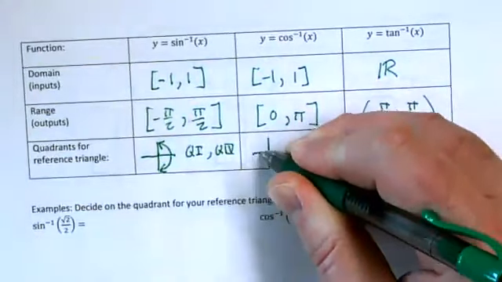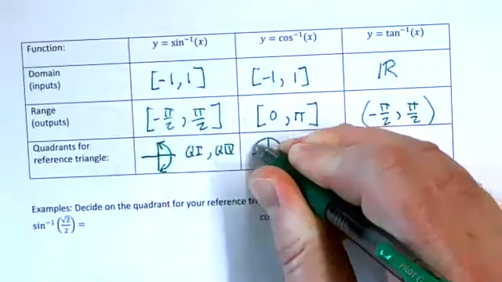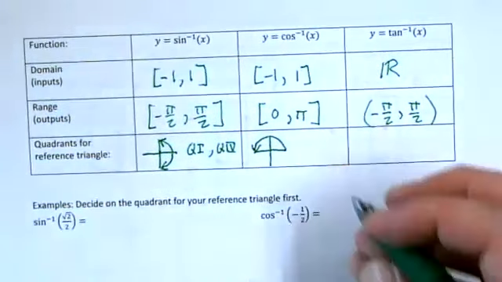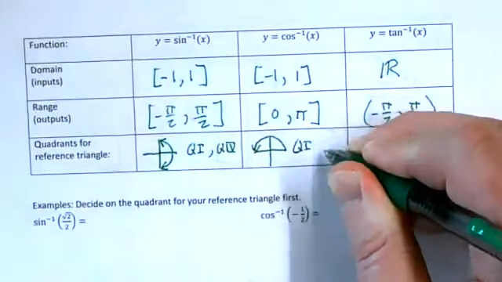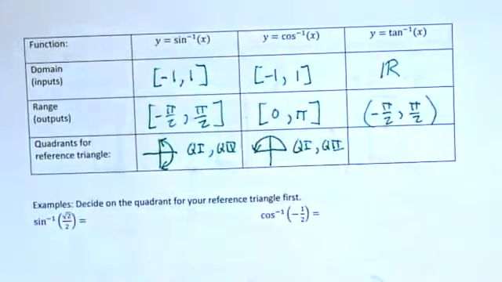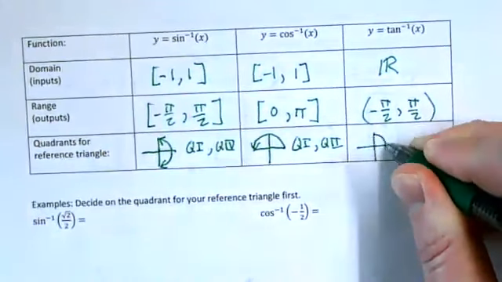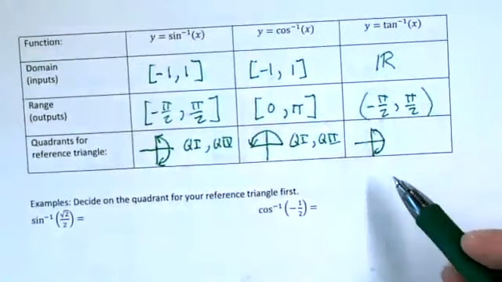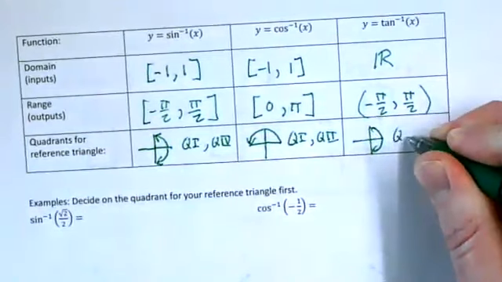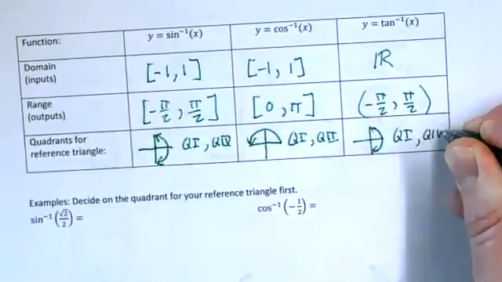For cosine, we're 0 to pi. 0 is here, and pi is here. So for inverse cosine, when we draw reference triangles, we're drawing them in quadrants 1 and 2. And for inverse tangent, we are drawing them in quadrants... well, it looks like 2 and 3 again, but never at pi over 2 or at negative pi over 2. I'm sorry, not 2 and 3. Quadrants 1 and 4. Okay.